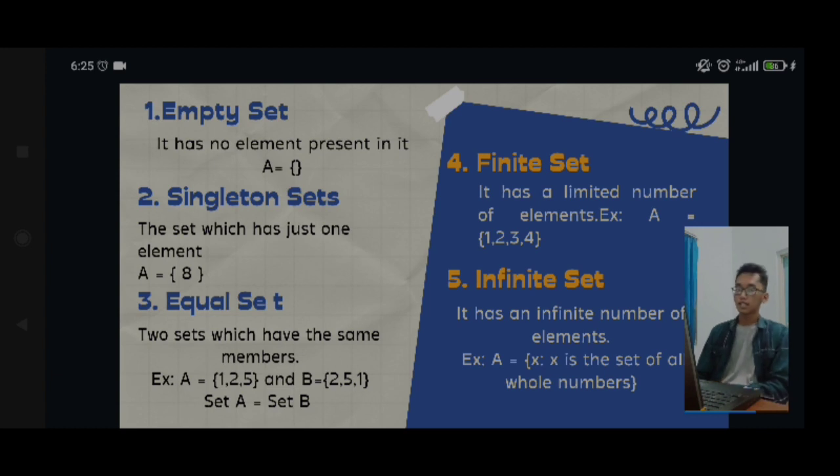Next is the singleton set, which is a set that has only one element. We also have equal sets, which are two sets that have the same members.